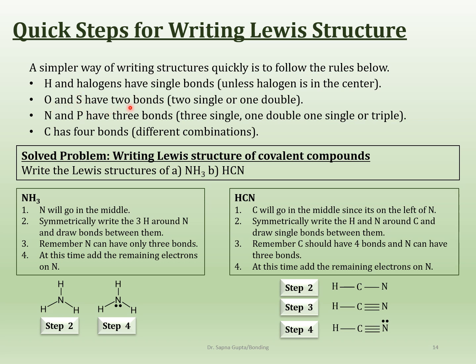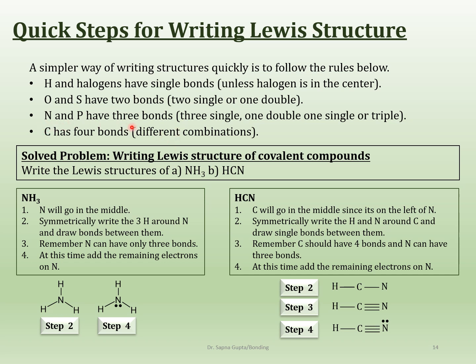Oxygen and sulfur can have only 2 bonds. Now, can they have more bonds? They can, but not in a neutral structure. In a neutral structure, you can have only 2 bonds, which means what? You can either have a double bond or you can have 2 single bonds. That's what we can do for oxygen and sulfur. Now, once you remember how many bonds every atom is supposed to have, then you are halfway there, honestly, because this is what you can remember and write structures easily.